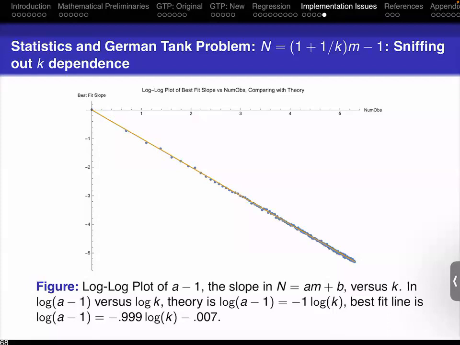And so if you look at what's going on here, if we look at the log of a minus 1, the best fit line is negative 0.999 log k minus 007. If you remember your Bond history, it's completely coincidental that we're getting 007 over there. The key fact is that we're getting negative 0.999.